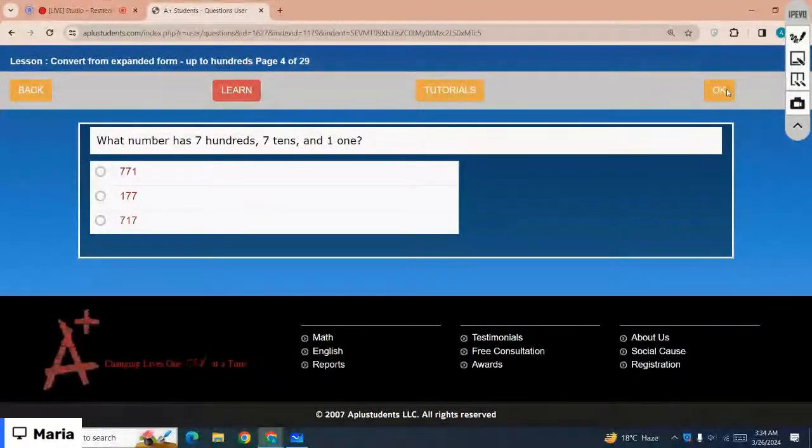What number has seven hundreds, seven tens, and one one? Which is the correct option? Seven hundreds, seven tens, and one one. That is option number one, right? 771, option number one is the correct option.